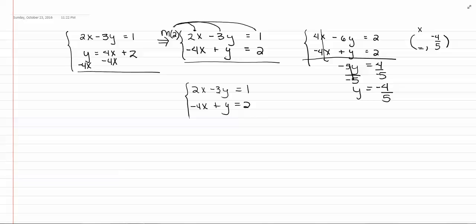So if I'm going to do that, I take a look at, I have a negative 3y here, I have a positive 1y here. I'm going to need to multiply the bottom row by the number 3, because a positive 3 and a negative 3 will cancel. This time the entire top row stays the same. It's the bottom row now that's getting multiplied by 3.